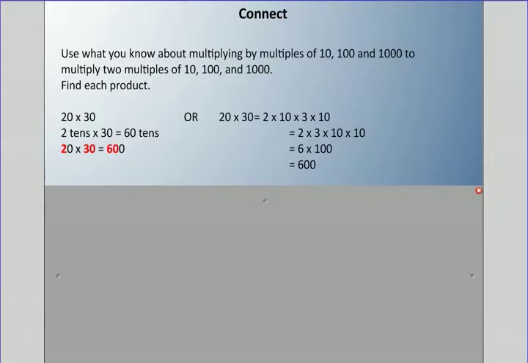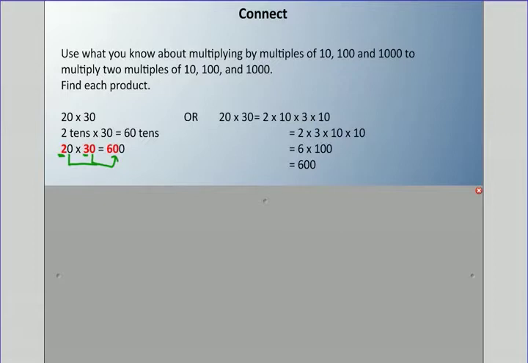Now, sometimes we get questions where both numbers have zeros, and so we can use what we know to do that as well. So if I had 20 times 30, I can do 2 tens times 30 equals 60 tens. And really the pattern that seems to happen is I'm going to multiply the numbers in front and add the number of zeros. So that 0 and this 0 make the two zeros. So 20 times 30 is really 600.